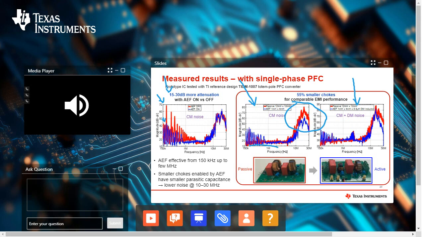Finally, on the right, you will note that we have added a small differential mode inductor of 8.8 microhenries. This is because with AEF, the common mode chokes have reduced in size so significantly that the resulting lower leakage inductance could negatively impact differential mode EMI performance. This is another example of interdependency of differential mode and common mode filter components.